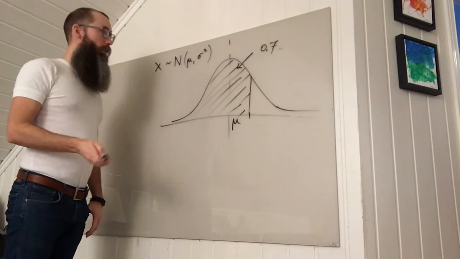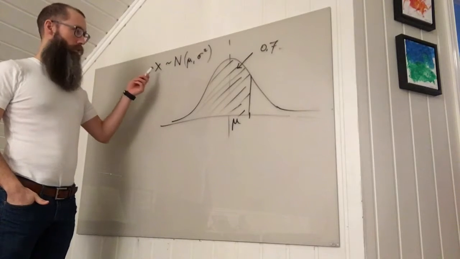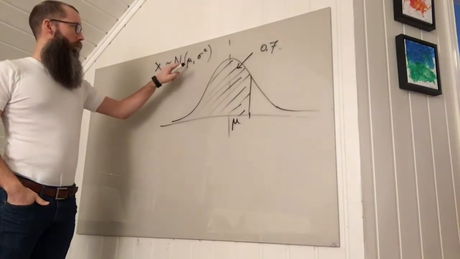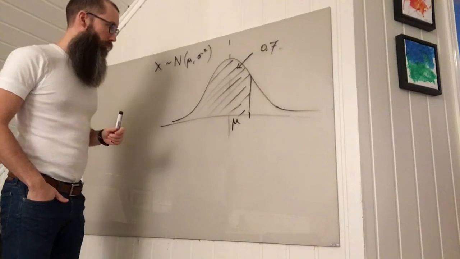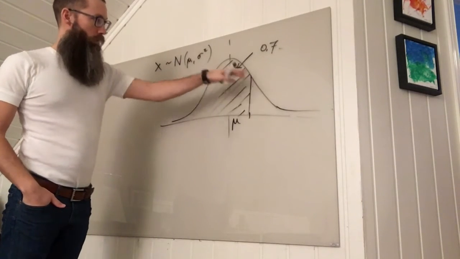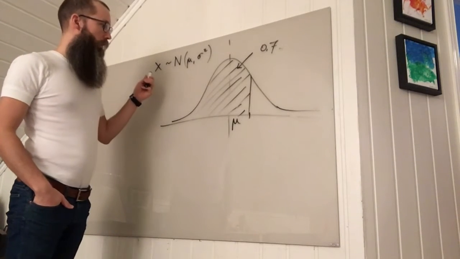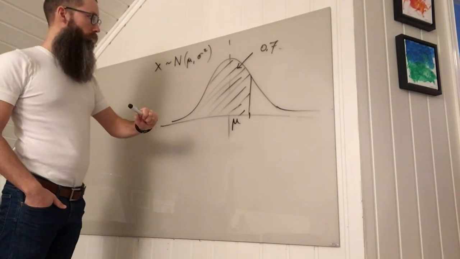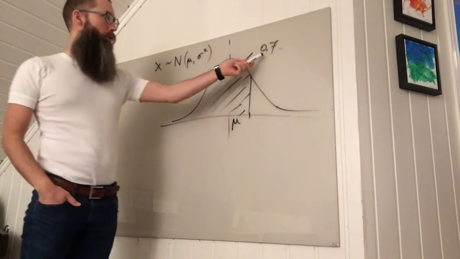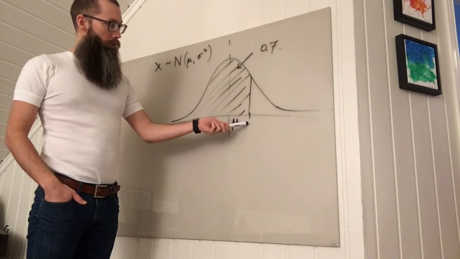Hi. Suppose x is a normally distributed stochastic variable with expected value mu and variance sigma squared as usual. I've drawn the graph of the probability density function of x. So it's symmetric about x equal to mu. And I've shaded an area of 0.7. And the question is, what is the x value here?